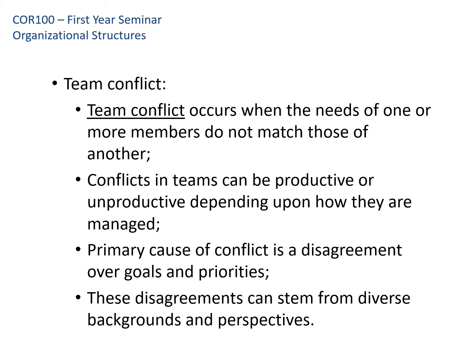Team conflict occurs when the needs of one or more members don't match those of another, right? When people have different perspectives or different goals, and those butt up against each other. I have found in the past that the more that team members care about the outcome, oftentimes the more likely it is that there is conflict. If people don't care about the team reaching the goal, they're not going to care enough to argue with other people. If they care about it, that's when they're going to defend their position and go for it.